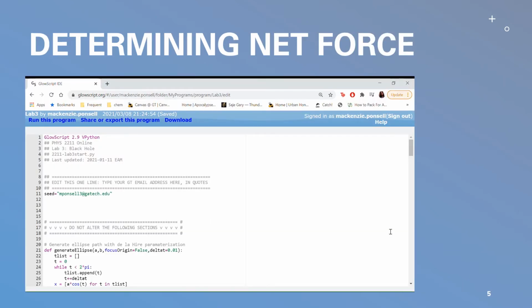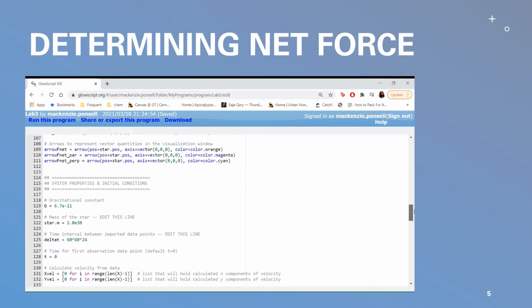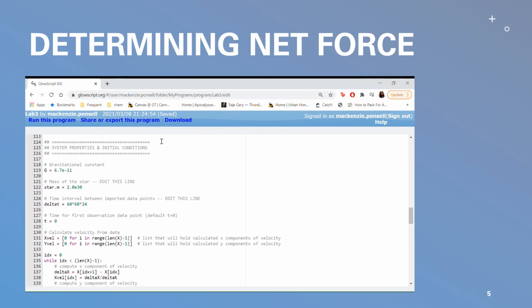Here is the GlowScript code that will determine the net force. We input our GT email, which then creates a unique set of position data points of our star. We have our system properties and initial conditions. G is the gravitational constant. The mass of our star is given to us as 2 times 10 to the 30th. Our delta T is also given to us as 1 day, and here you can see we calculate that time in seconds.